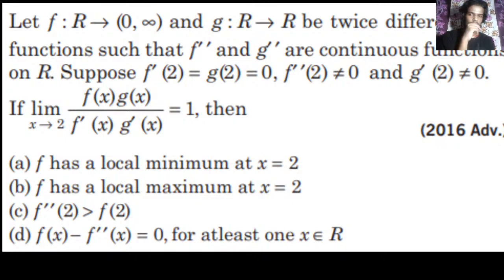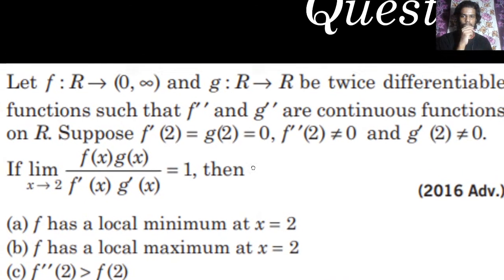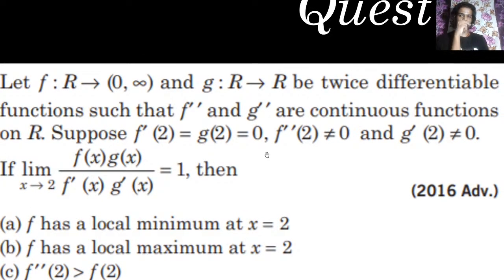Anyway, the question is: let f from R to 0 to infinity and g from R to R be twice differentiable functions, such that the double derivative of f and the double derivative of g are continuous functions. Let me write it like this, so at least you will be able to see the question. Suppose f dash 2 equals g 2 equals 0, and the second derivative f double dash 2 is not equal to 0, and g dash 2 is also not equal to 0.